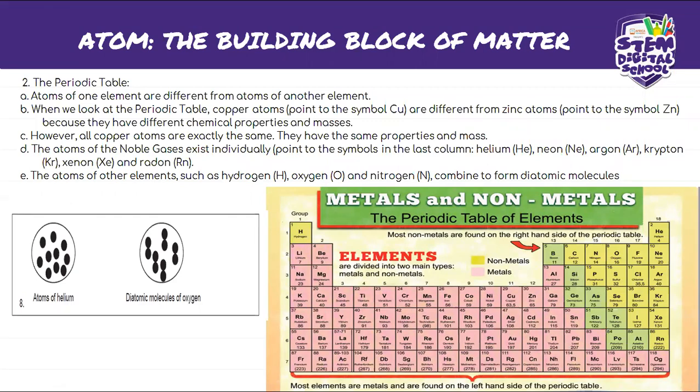Okay, now let's continue. When we look at the periodic table, for example, copper atoms, can you see copper atoms? If you can see copper atoms, I want you to write the atomic number for copper for me. If you can see it, what is the atomic number and mass number of copper?